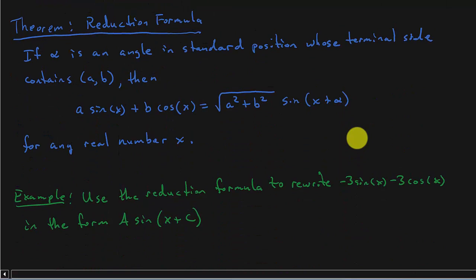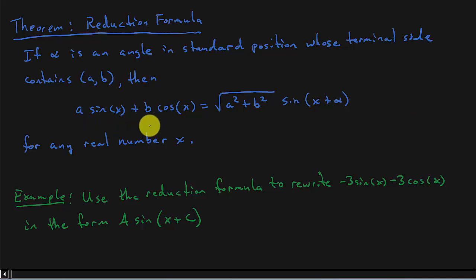Now, let's look at this reduction formula. So if alpha is an angle in standard position whose terminal side contains AB, do we remember what standard position is? So remember, standard position is an angle whose initial side, this one, lies along the positive x-axis and it rotates in a counterclockwise direction. Here's your rotation theta. And the vertex is at the origin. That's an angle in standard position. Okay, just a refresher, you learned that at the very beginning of trig.